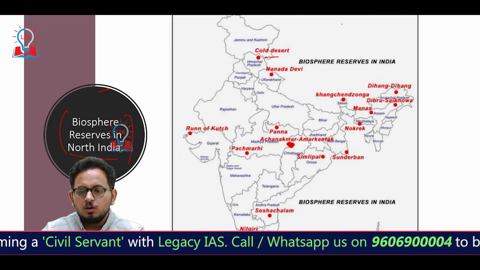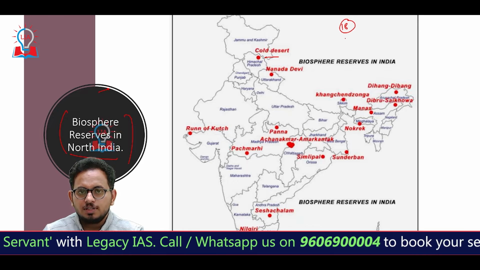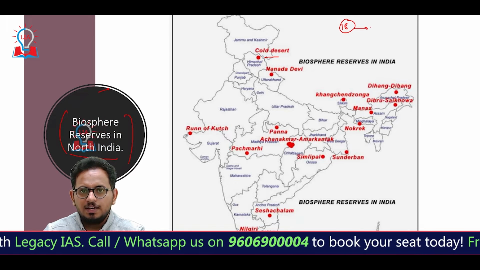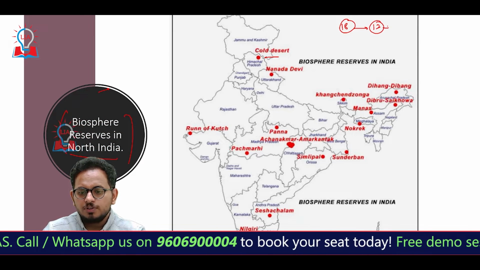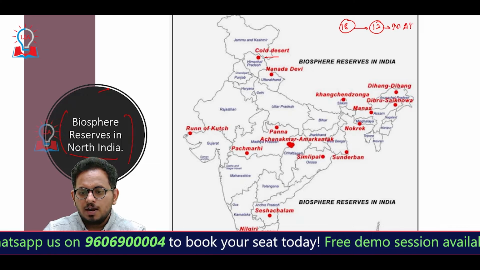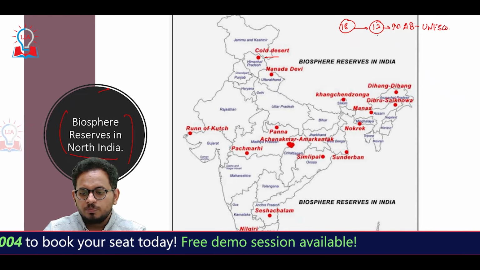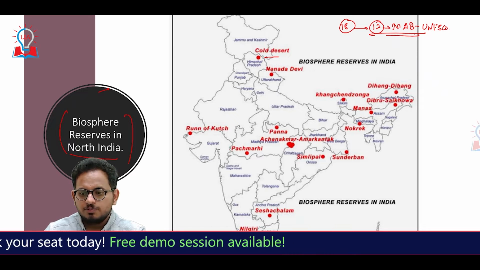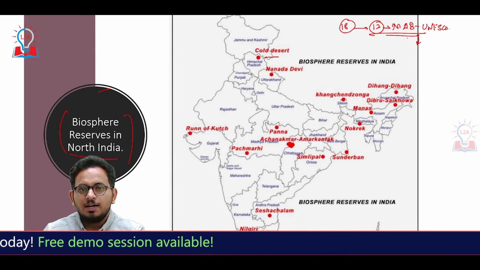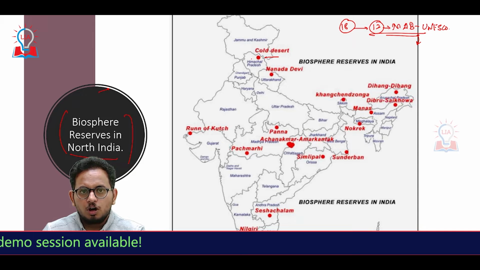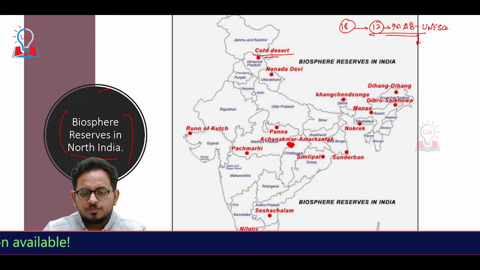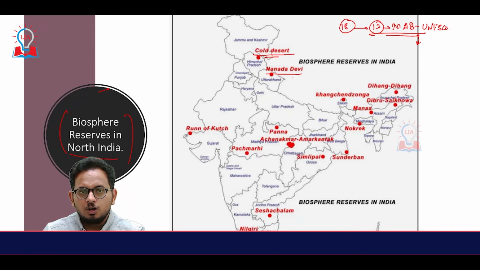You already know there are 18 biosphere reserves in India. Out of 18, we have 12 biosphere reserves that are a part of the Man and Biosphere Reserve concept of UNESCO. Okay, you all are aware of this. We have been discussing this particular data. Now focus more on the biosphere reserves in North and Northeast India.